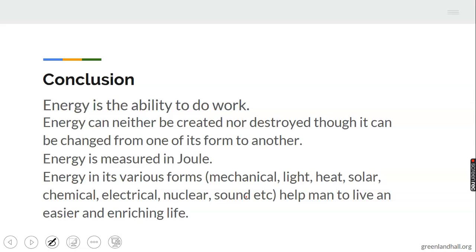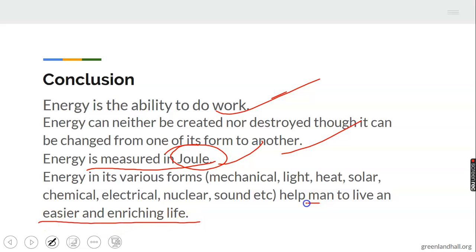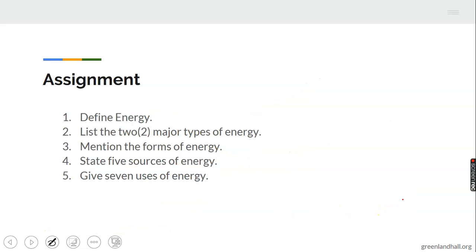So we have been told energy is the ability to do work. Energy can neither be created nor destroyed. It can be changed from one form to another. Don't forget that energy is measured in joule. And energy in its various forms helps man to live an easier and enriching life. That's why energy is very, very necessary to us.